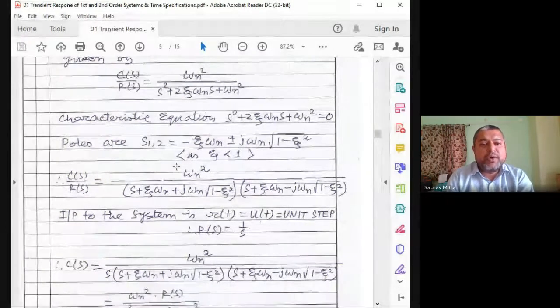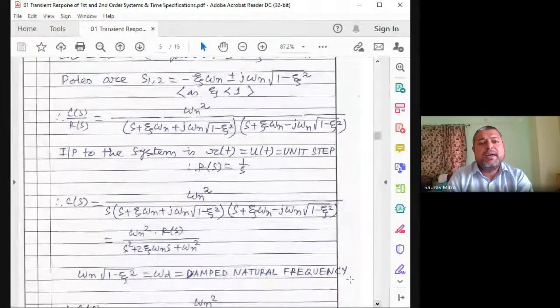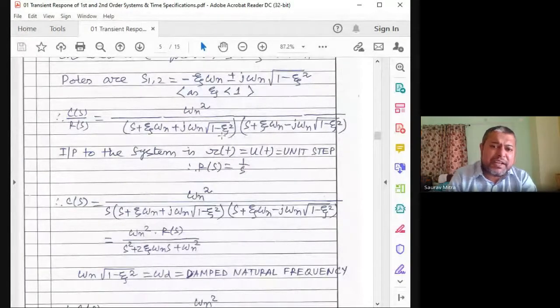So poles are at S1, 2. We have seen this thing previously. So C(s)/R(s) was omega n square over s square plus 2 zeta omega n s plus omega n square, if you're just showing it after finding the roots of it.